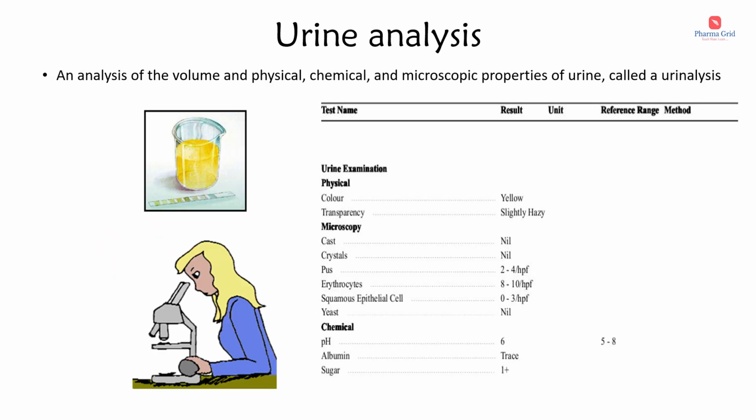Now we will see some lab parameters that help to diagnose some disease conditions related to the urinary system. An analysis of the volume and the physical, chemical and microscopic properties of the urine is called urine analysis. So here we are mainly examining the physical, microscopic and chemical characteristics, that is the color, transparency, presence of any casts, crystals, pus, erythrocytes, squamous epithelial cells, yeast, then the pH, presence of albumin, sugar. All these things are usually examined in urine analysis.